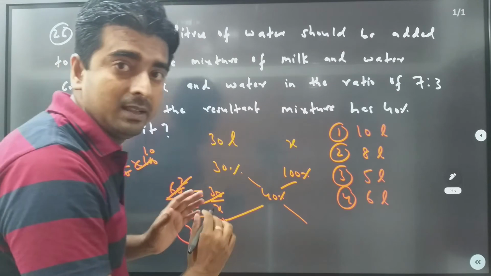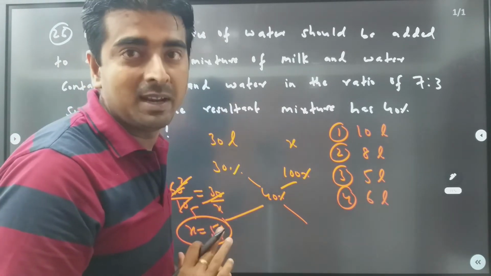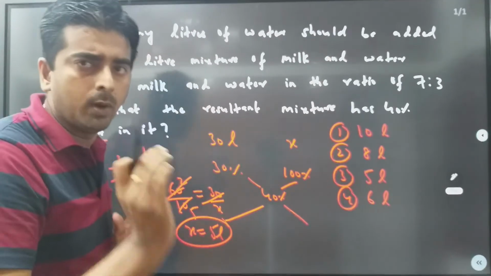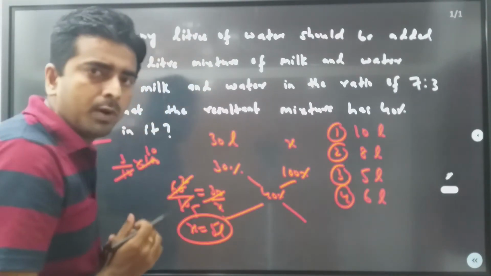So if you understand this concept, please click the like button and comment, right? We can solve this question by ratio, but the best method I told you, again I am repeating, 30 liters is the overall solution.